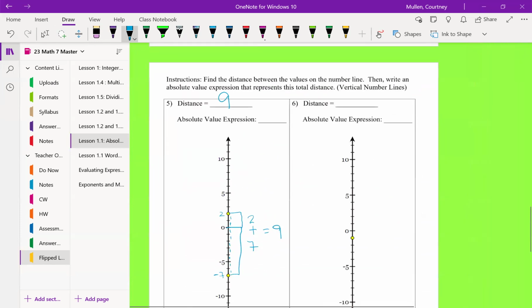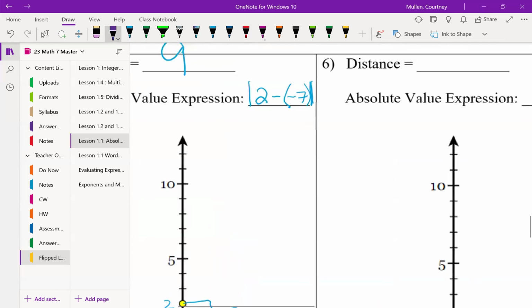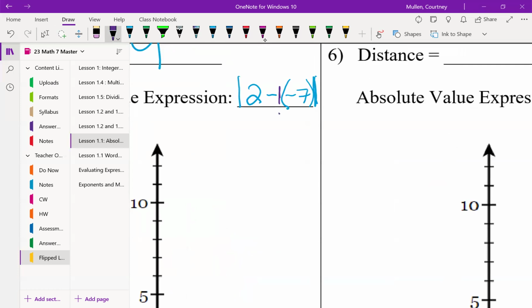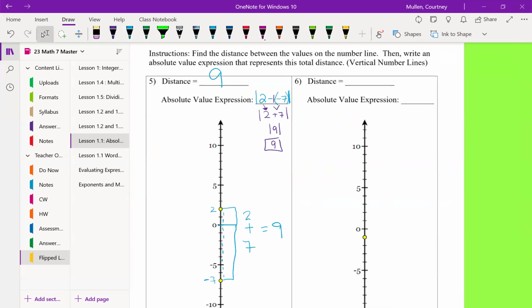To prove that and write an absolute value expression, remember absolute value of the larger, which is the larger, 2 or -7? 2 minus parentheses the smaller. Remember, when we have that double sign, this is really -1, so we need to simplify that double sign first. Negative times negative is a positive. That 2 will come down. And then we simplify. 2 plus 7 is 9. And the absolute value is 9. So we have 9 units. Pause the video and see if you can figure out number 6.